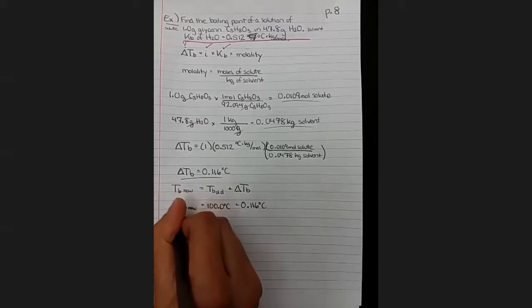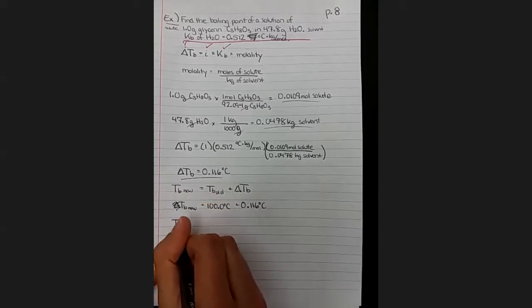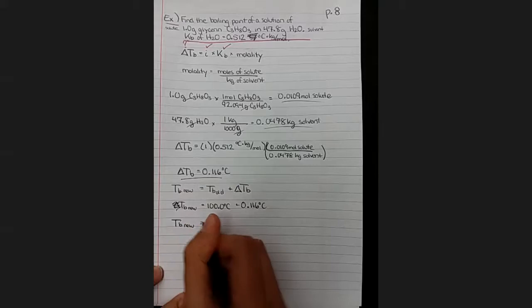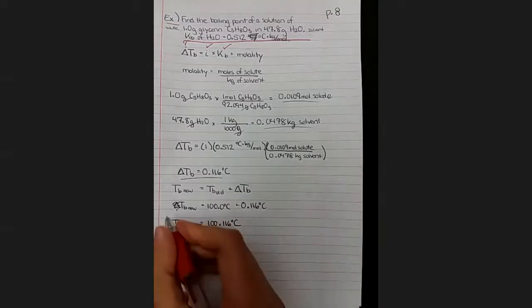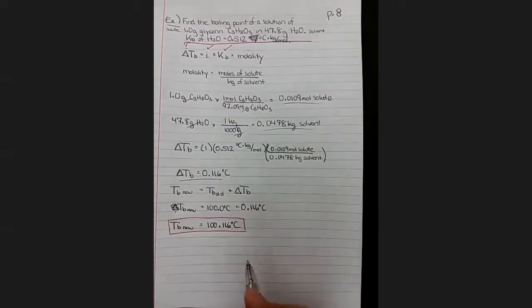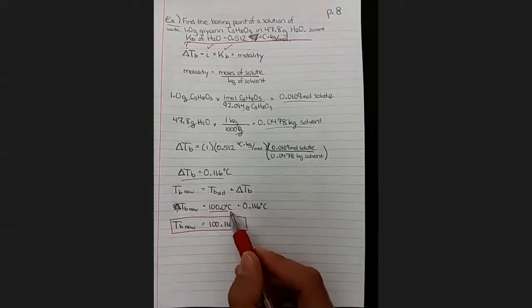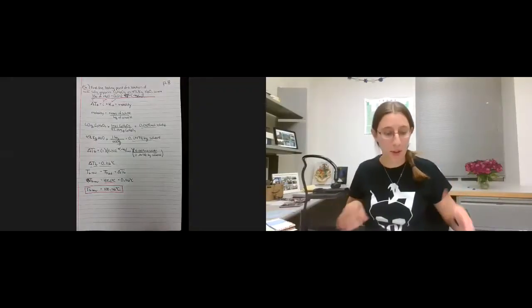Oops, not delta, just T_B. And we will end up with 100.116 degrees Celsius. And our sanity test is to check and make sure that our new boiling point is elevated, is higher than our original boiling point, which it is. Okay, so that's the formula in practice.